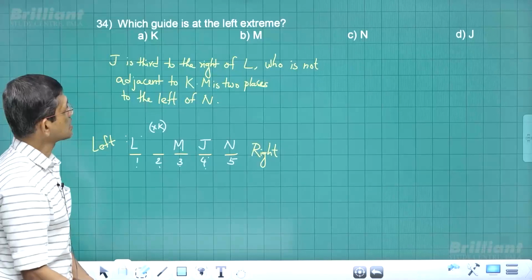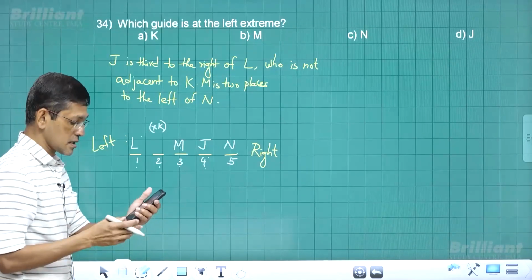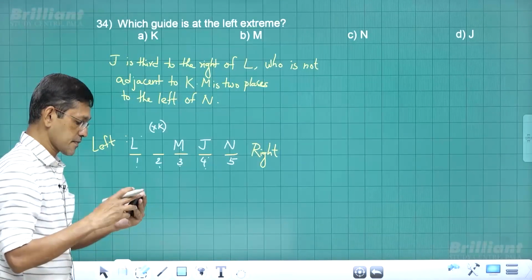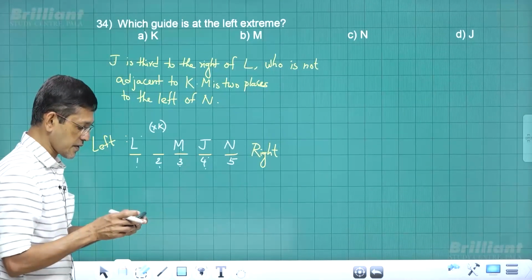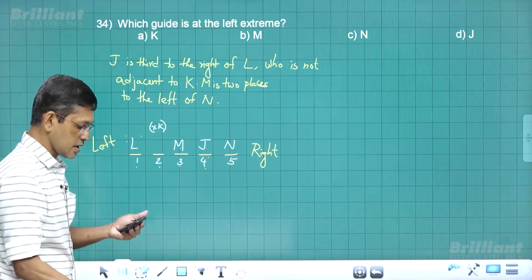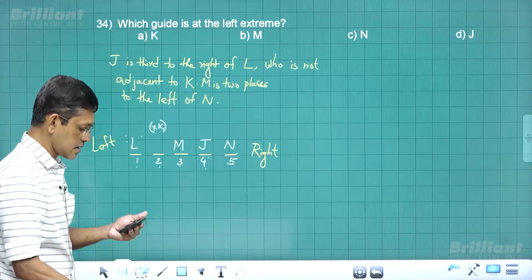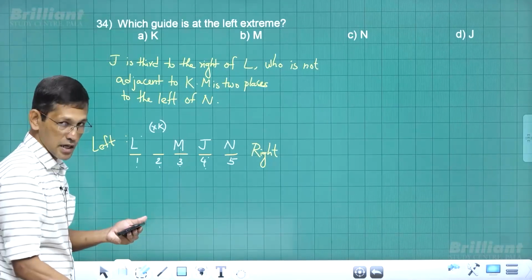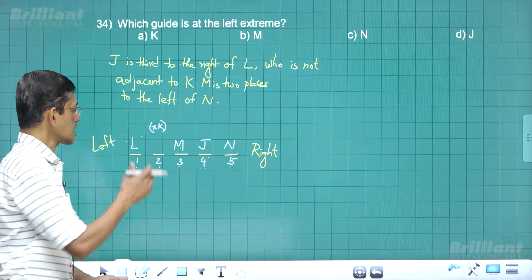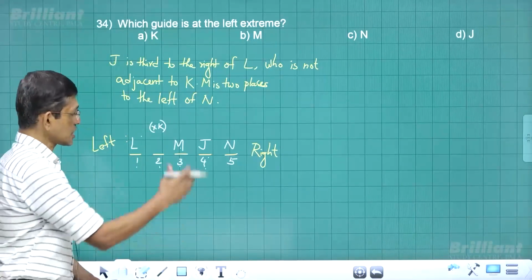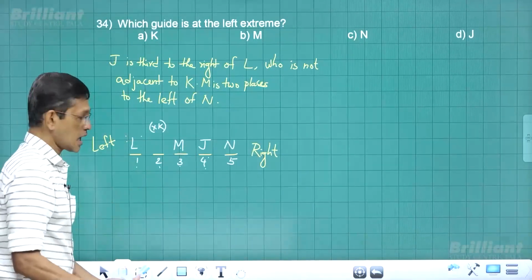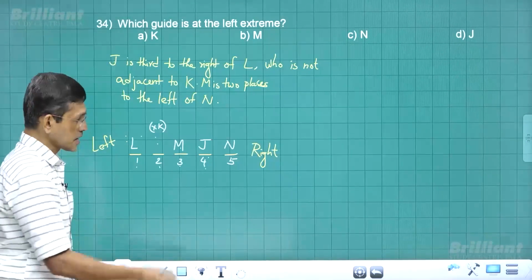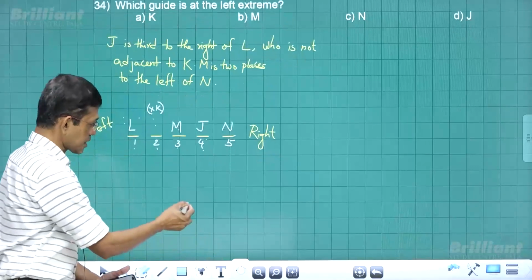Then who is missing? How many persons are here? That's given in the directions. Let me read the directions once again. There are five guides: J, L, K. So next one is K, right? What is given here? K is not adjacent to L. So here is only one place open for us, and that place is supposed to be K, but K cannot be adjacent to L. So this arrangement doesn't work at all.